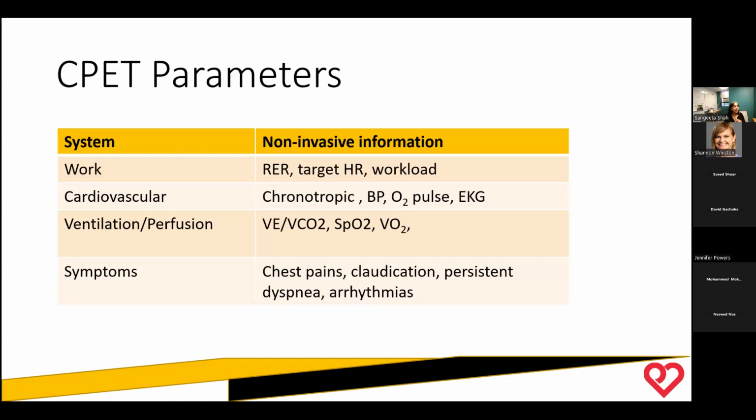When you look at CPET parameters, work, we can look at by the RER. Did someone give enough effort for this stress test? We're looking at target heart rate, just like we do in all other stress tests. And then we can look at the workload, which is your metabolic equivalent in this patient population. From a cardiovascular standpoint, we're looking at chronotropic response. Did their heart rate increase like it was supposed to? Did their blood pressure increase like it's supposed to? What happened to their oxygen pulse?